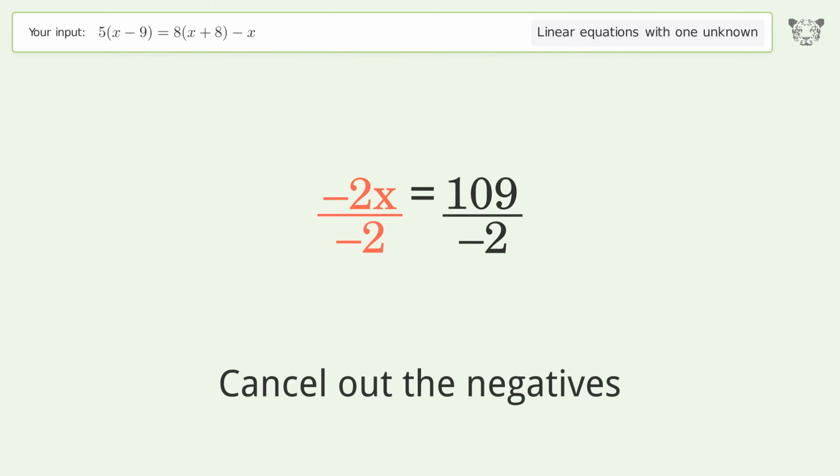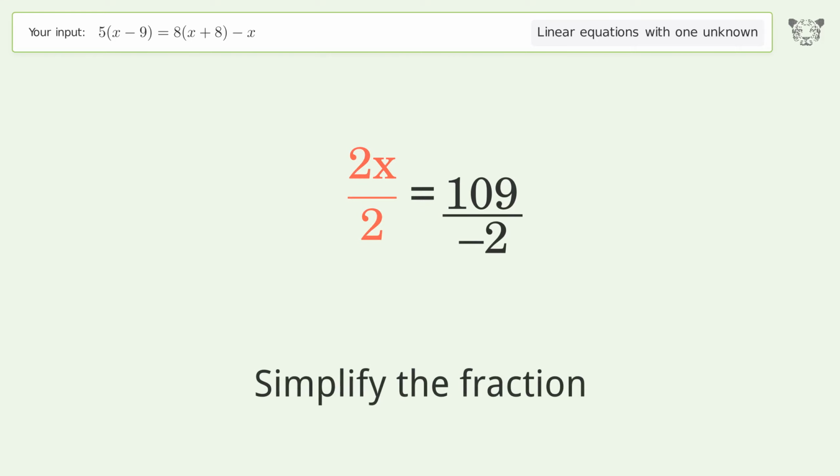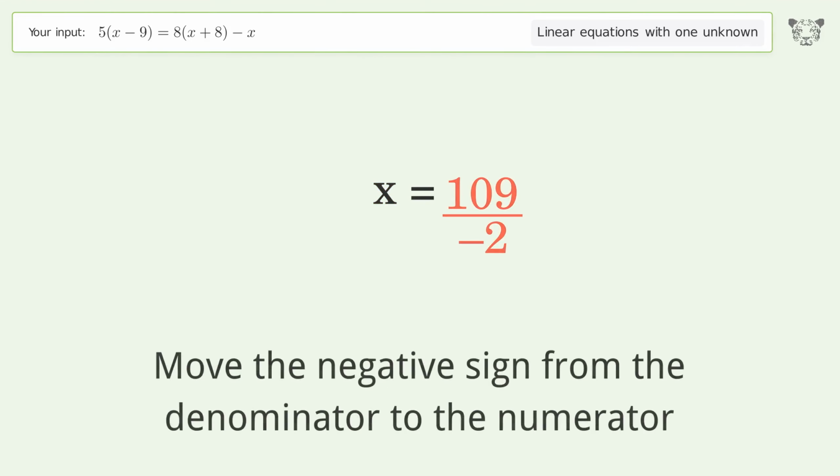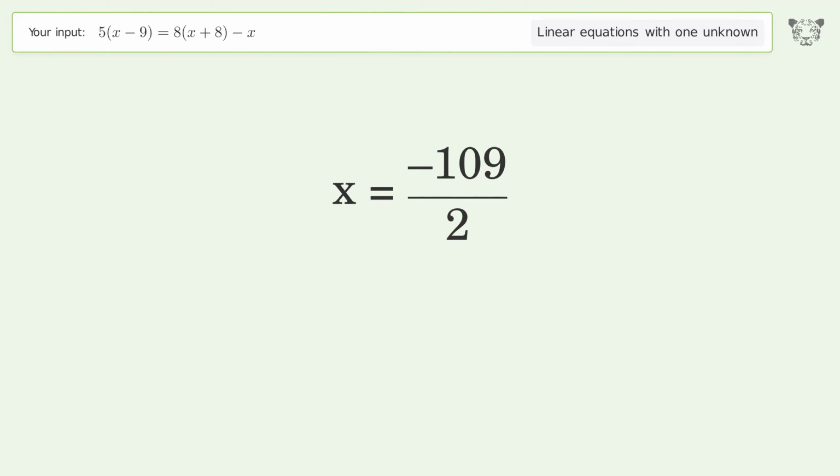Cancel out the negatives. Simplify the fraction. Move the negative sign from the denominator to the numerator. And so the final result is x equals negative 109/2.